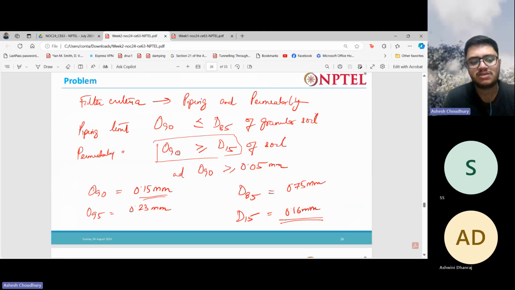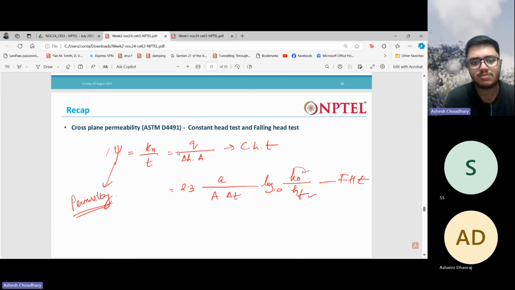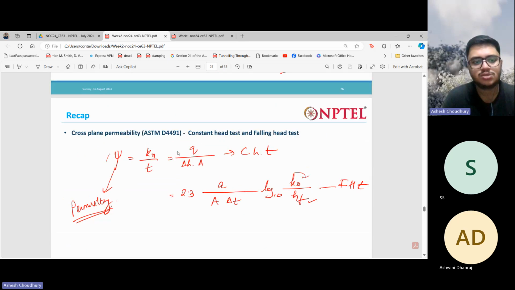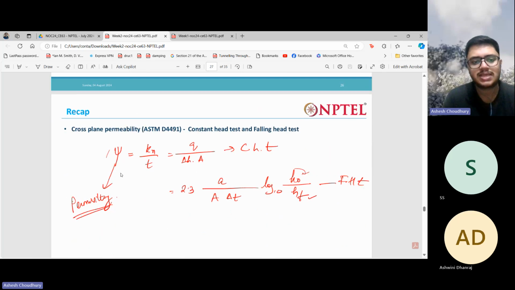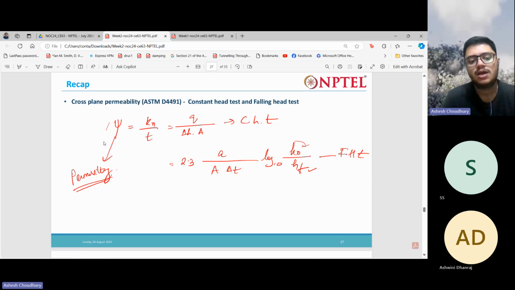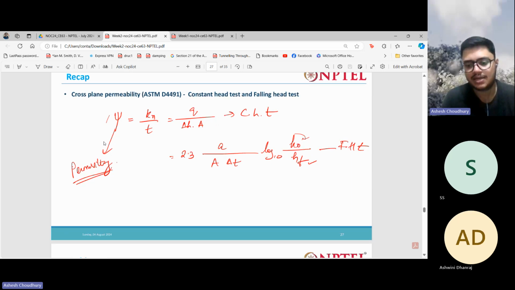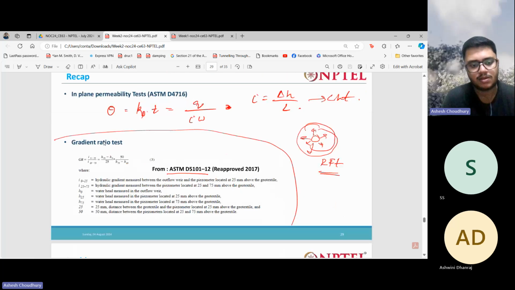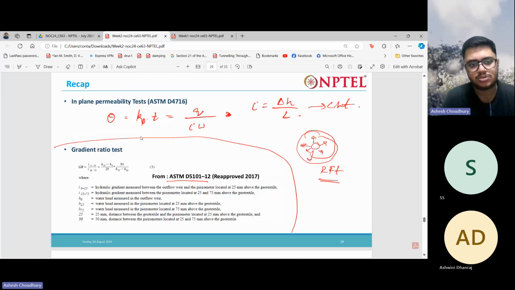There are various filter criteria and all those things; I am not going to repeat them. For cross plane permeability, we have the parameter called permittivity, psi, which is nothing but the cross plane permeability. For the in plane permeability, we have the parameter theta, transmissivity. So this is the theta that I was talking about.